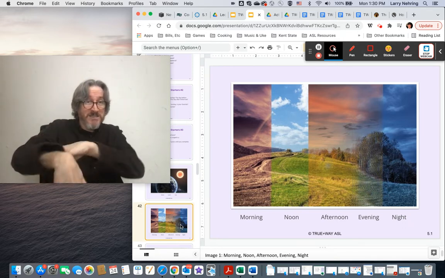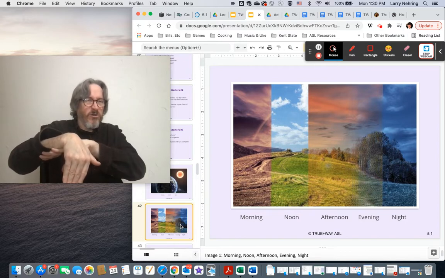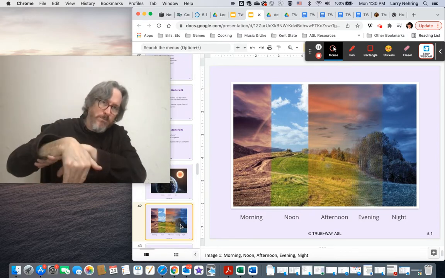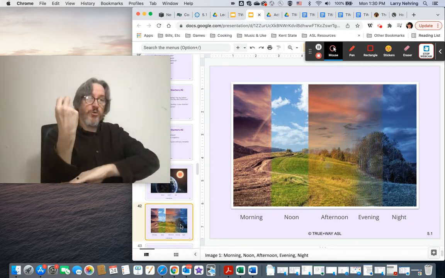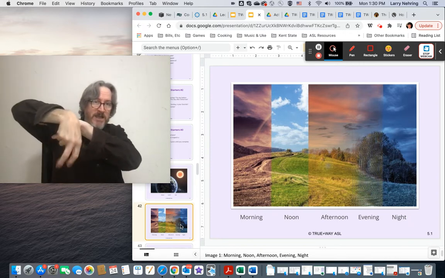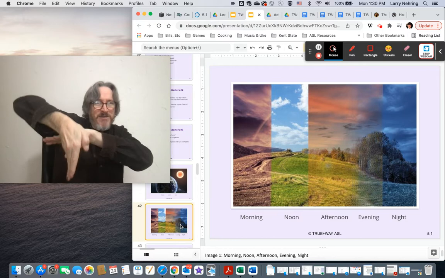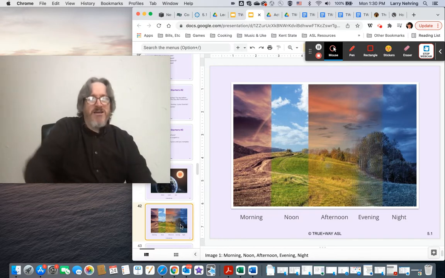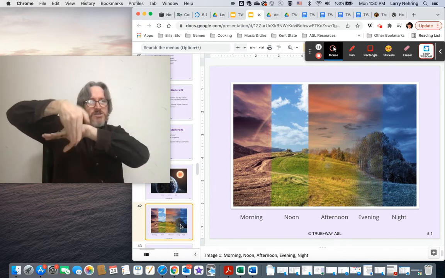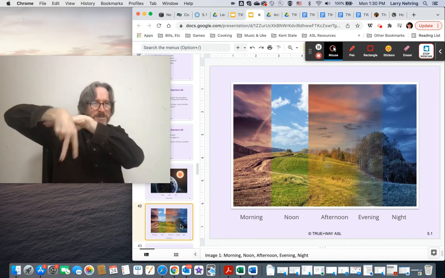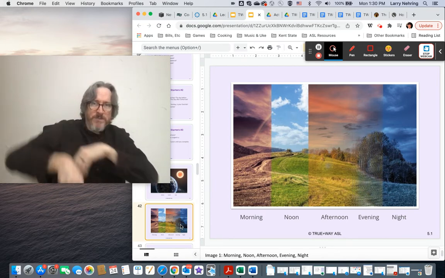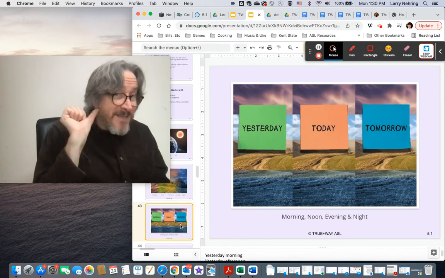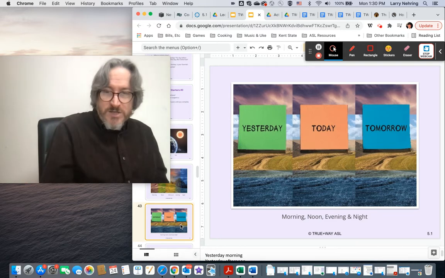evening, night. Night tends to be a little bit more, I don't want to say violent, but a little more sharp. It's down there. But we'll also see noon with a 12 and midnight with a 12. It's hard to sign midnight this way. You kind of have to drop it down and then we're not in your signing space. So midnight, most of the time I see midnight with 12. Yesterday, today, tomorrow, we saw that already.